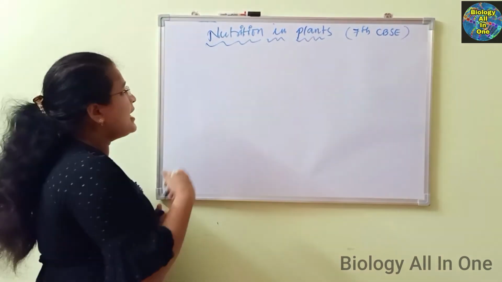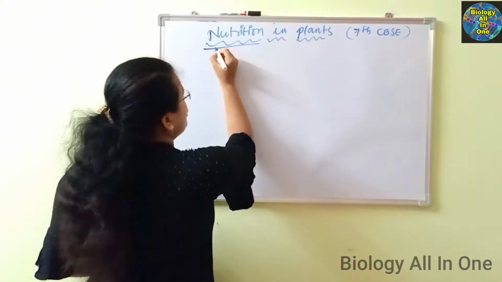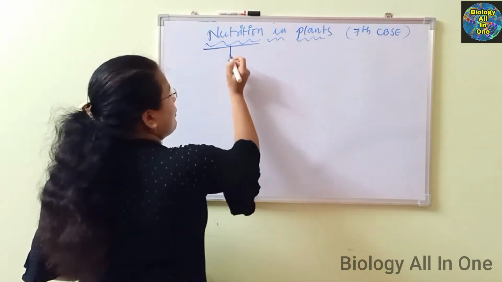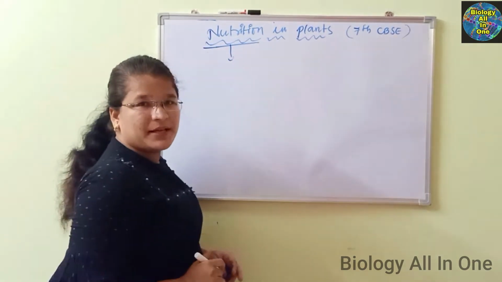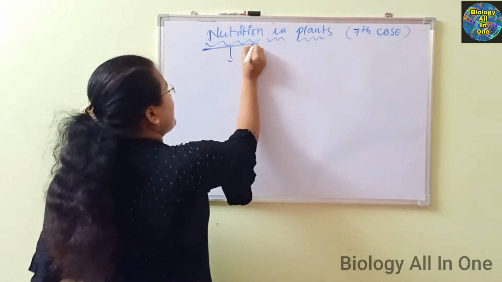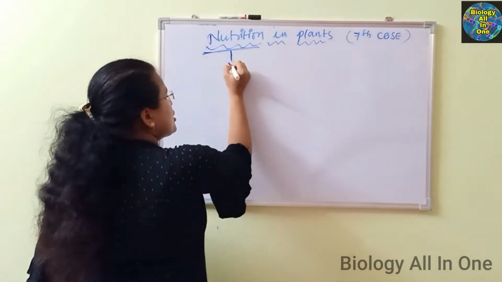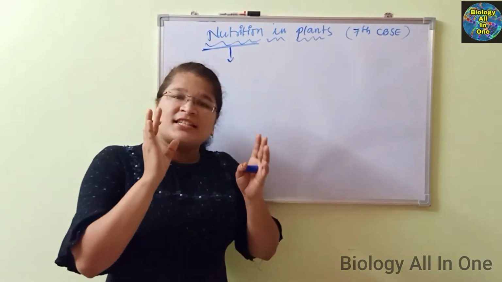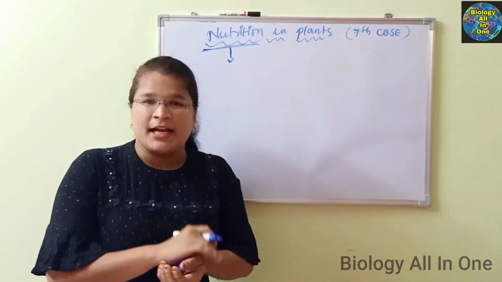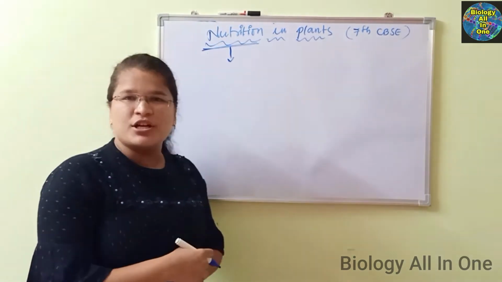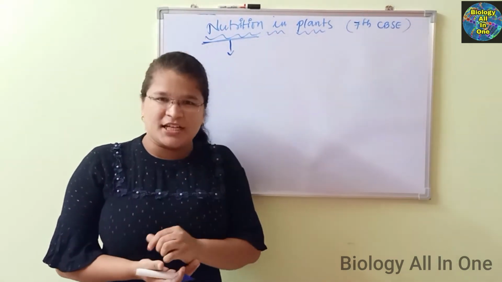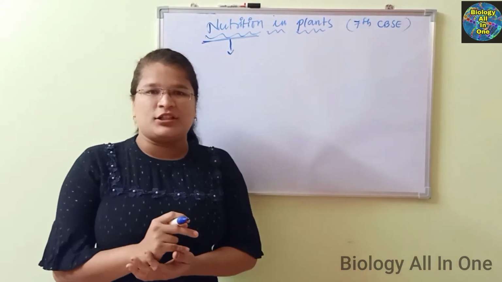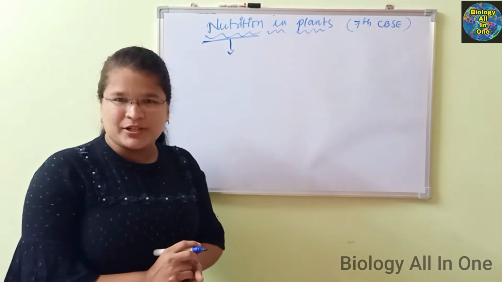Listen. See, first of all you have to know what nutrition is. In this topic we are going to know how nutrition takes place in plants. Before that we have to know what nutrition is. Nutrition is nothing but food supplying or obtaining. Obtaining the food material to gain energy as well as growth is known as nutrition.